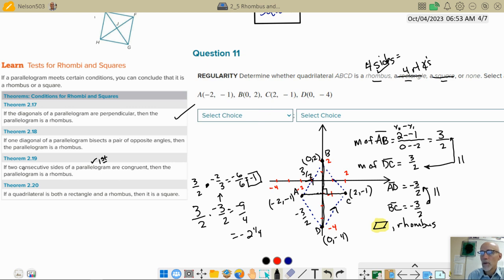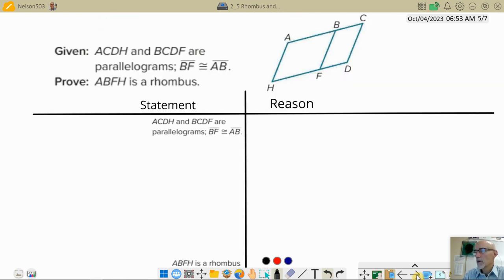Then I'm going to try to show that consecutive sides are congruent. If I look at this little rhombus up here, this side's equal to this one right here. Okay, I'm going to try to show that consecutive sides are congruent. So let's get over to our proof and let's get going on it.